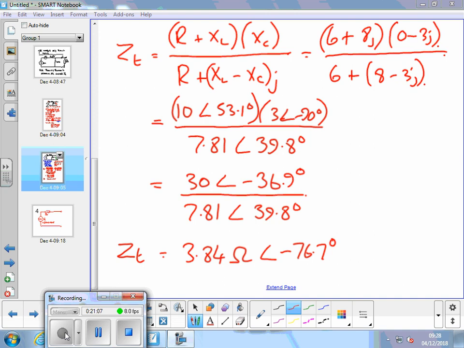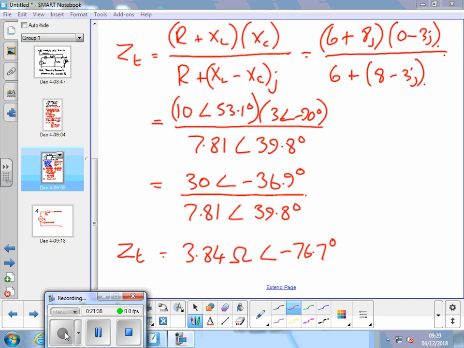The impedance from the first part, the total impedance in series from the first part, is 7.81 ohms, angle positive 39.8. That's the current that's got the negative angle. Okay?